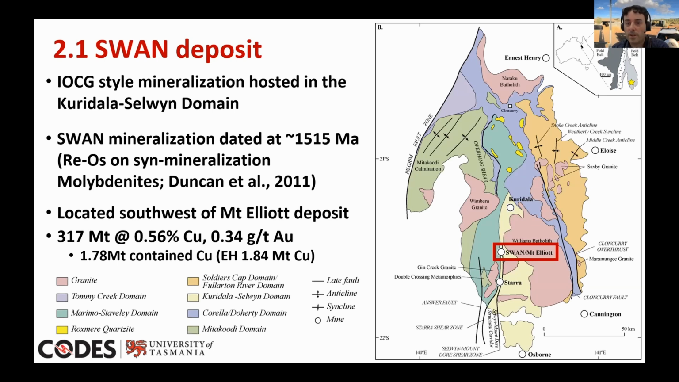One thing that struck me when I started to study this deposit is the size of it. The current resources are 317 million tons at 0.56 copper and 0.34 grams per ton gold. But really, when you look at the total metal contained, it is around 1.78 million tons of copper. If you compare that to Ernest Henry, it's 1.84 million tons of copper. So in terms of contained metals, this one Mount Elliott system is very similar.